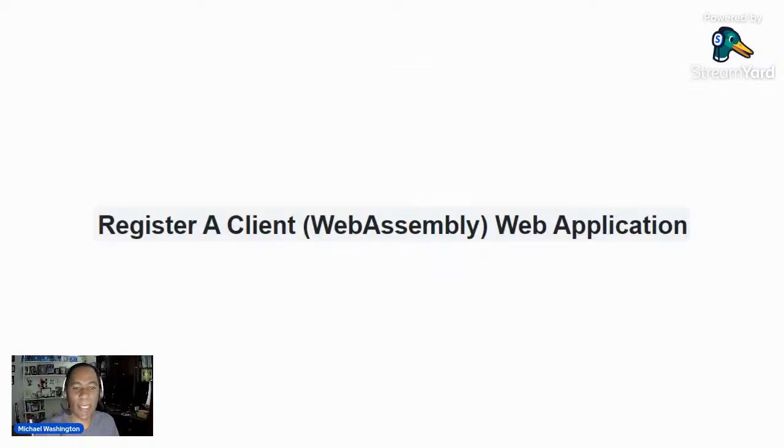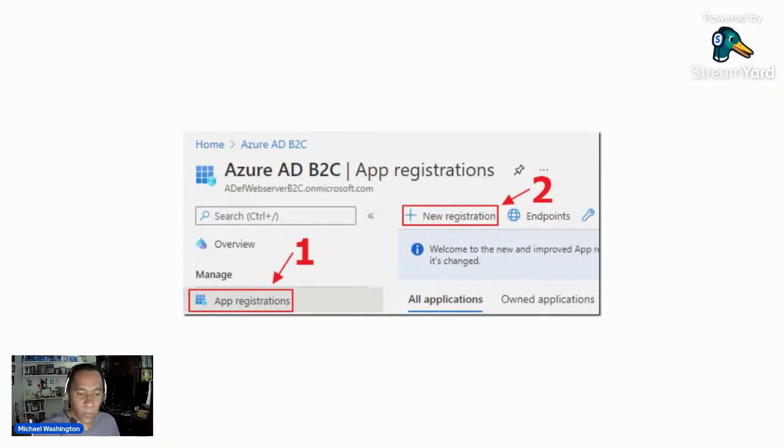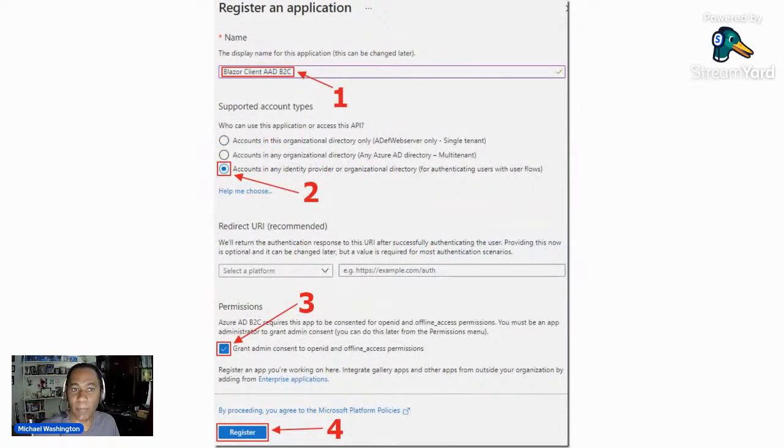Now we're going to create a client registration. So we'll go back to App Registrations. We click New Registration. This time the name is going to be Blazor Client AAD B2C.